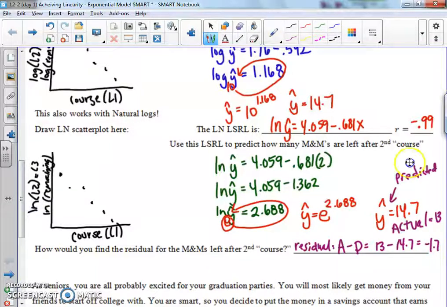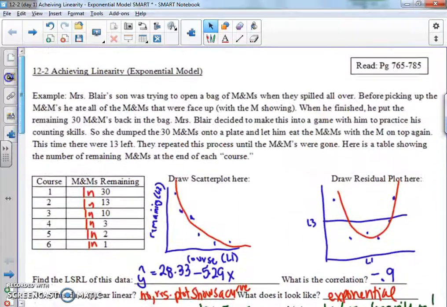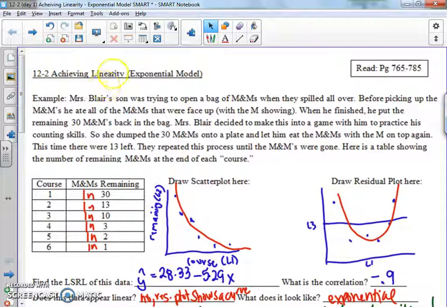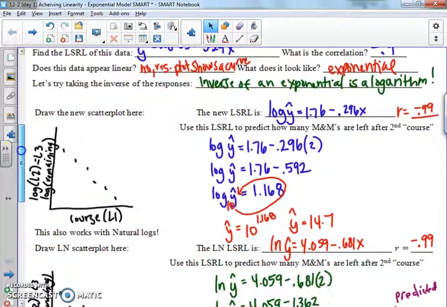So you will be asked to predict how many. You will be asked for residual, and you're going to have to go through the process of using either a natural log or a logarithm. Just pay attention to the problem. Does the problem ask you to use a log? Does it ask you to use a natural log? Either way, you're going to get the same answer. It's just a matter of knowing which one you need to use for your formula. So that ends up being pretty much what you're going to be expecting for achieving linearity. The reason we say achieving linearity is because we're trying to make it straight. We make it straight by using a logarithm. And so that's kind of the process that we look at.